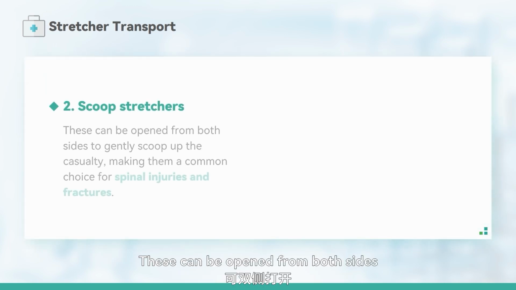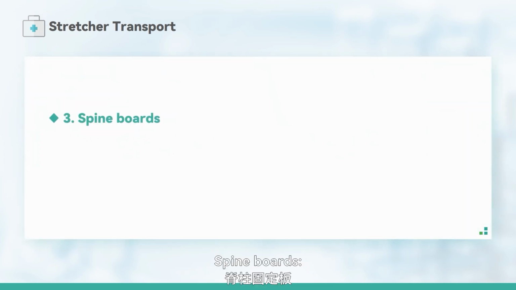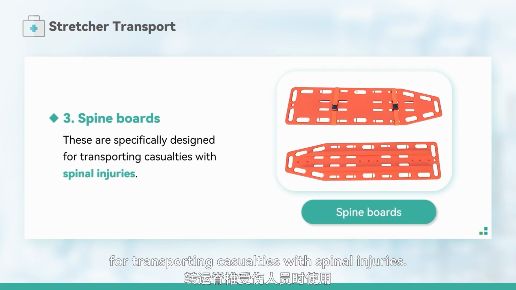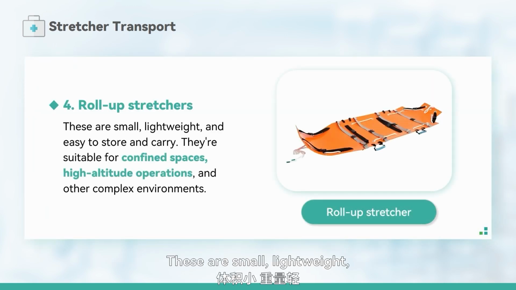Scoop stretchers. These can be opened from both sides to gently scoop up the casualty, making them a common choice for spinal injuries and fractures. Spine boards. These are specifically designed for transporting casualties with spinal injuries. Roll-up stretchers. These are small, lightweight, and easy to store and carry. They're suitable for confined spaces, high-altitude operations, and other complex environments.